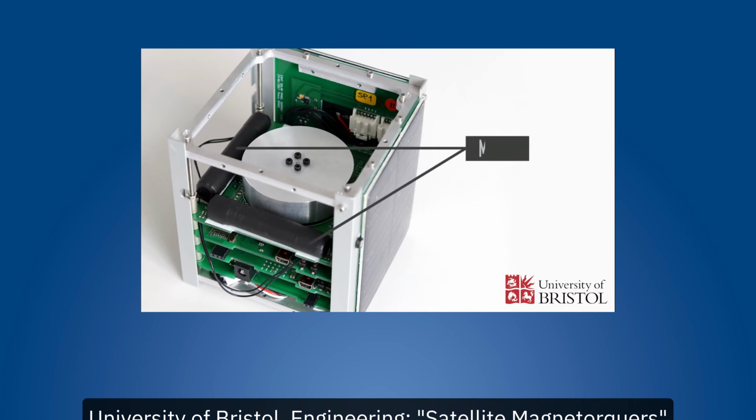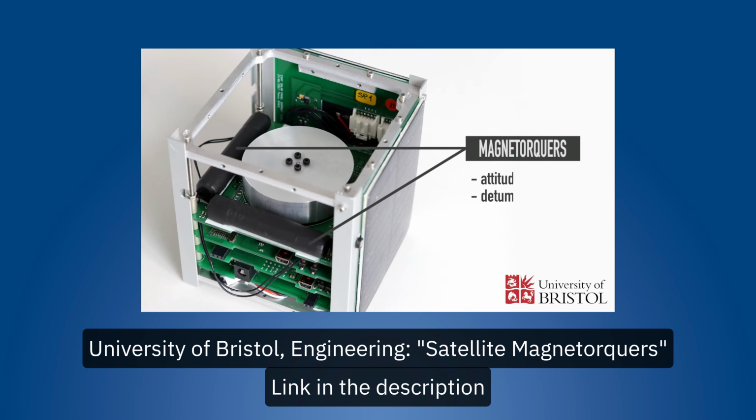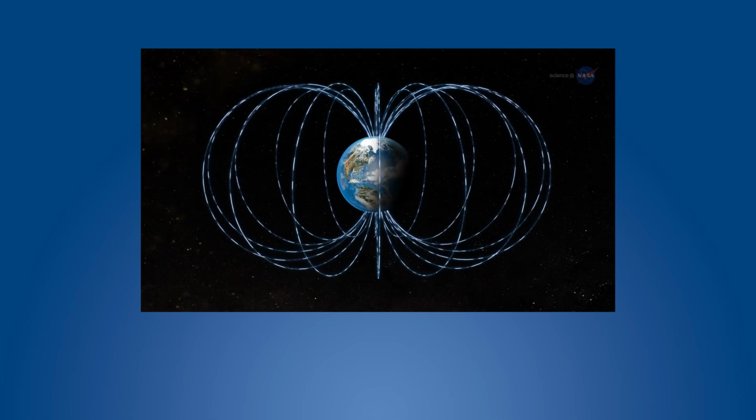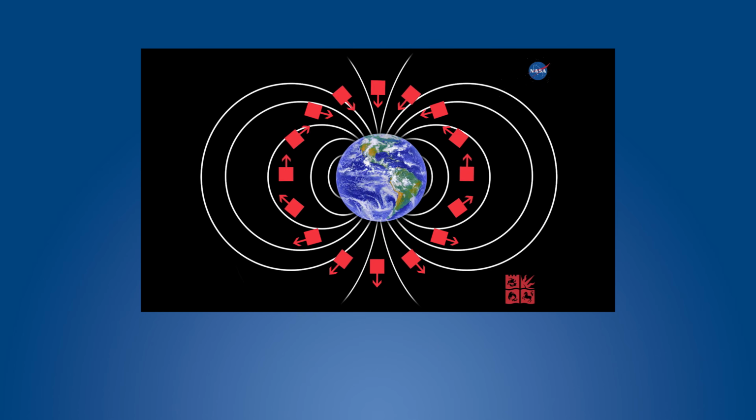Hardware-wise, there are various implementations of Magnetorquers, but they all use coils or rods, often called torque rods, that generate a magnetic field when current flows through them. That field pushes against the Earth's magnetic field, which causes the satellite to rotate.